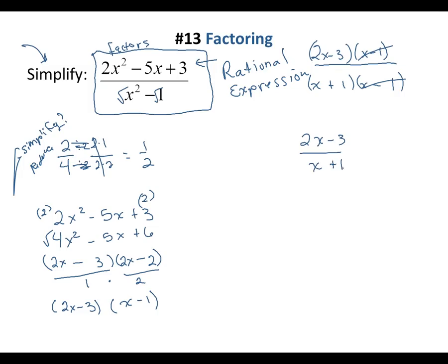What do you guys think about the bottom, the denominator? There's a subtraction, and x squared is a perfect square, and 1 is also a perfect square, isn't it? So when you factor the difference of squares, you're going to get binomials. What's the square root of x squared? x times x. What's the square root of 1? 1 times 1. Positive, negative. So what's going to cancel? What are you left with?